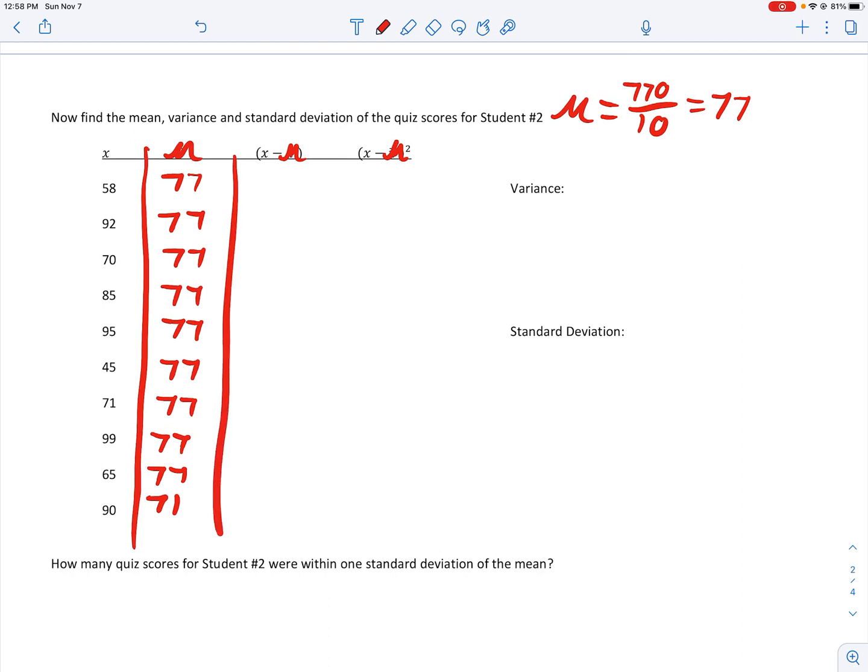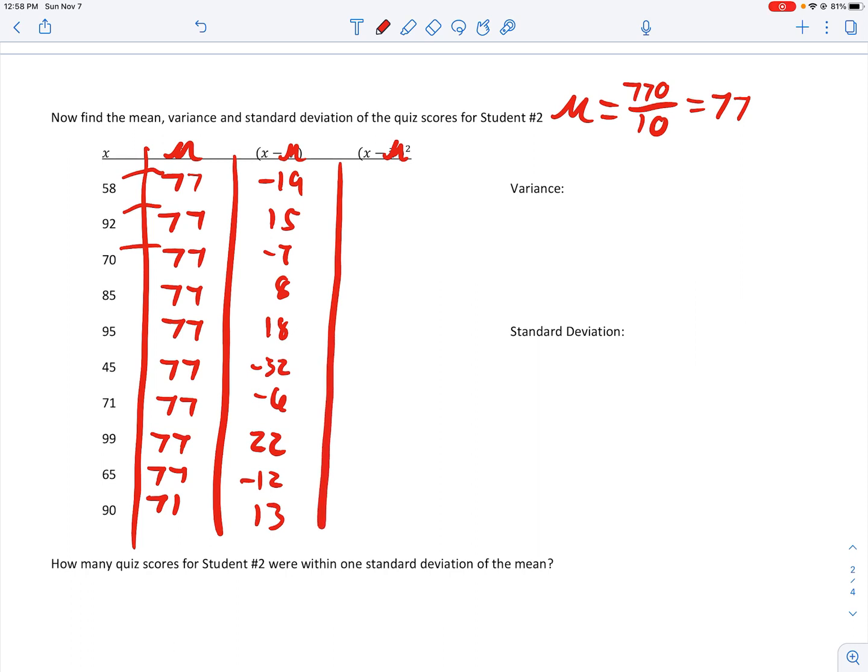So right here in this column, I'm going to write 77 all the way down. Now in the next column, I'm going to take x, my data, and subtract mu. So I'm going to subtract these two columns. So negative 19, 15, negative 7, 8, 18, negative 32, negative 6, 22, negative 12, and 13.